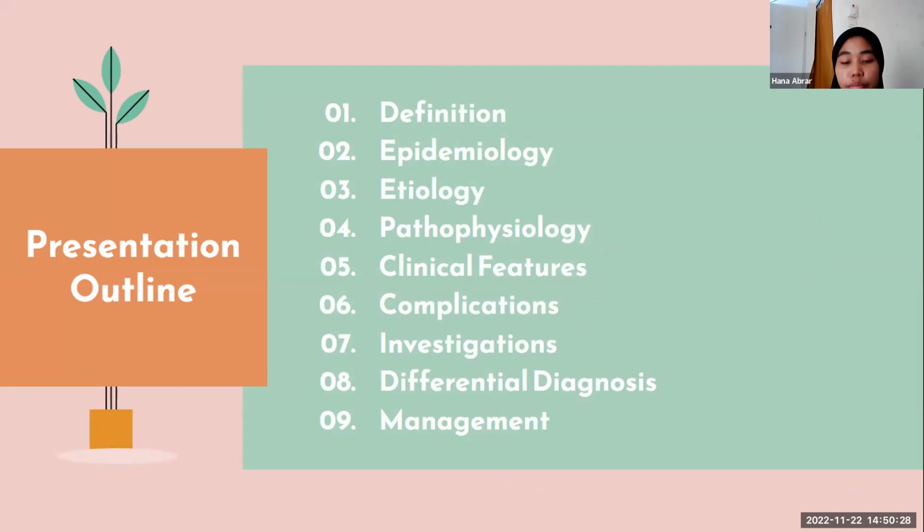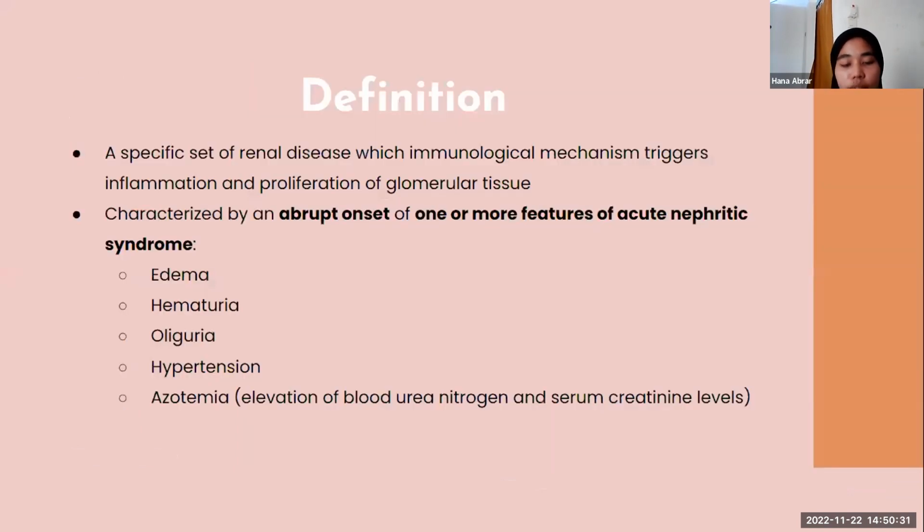management of AGN. So definition: AGN can be defined as a specific site of renal disease in which an immunological mechanism triggers inflammation and proliferation of glomerular tissue. It is characterized by an abrupt onset of one or more features of acute nephritic syndrome, which includes edema, hematuria, oliguria, hypertension, and azotemia, which means elevation of blood urea nitrogen and serum creatinine levels.